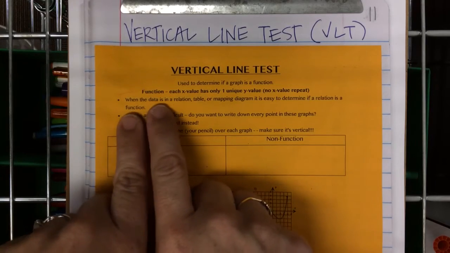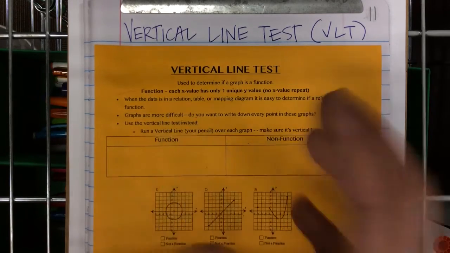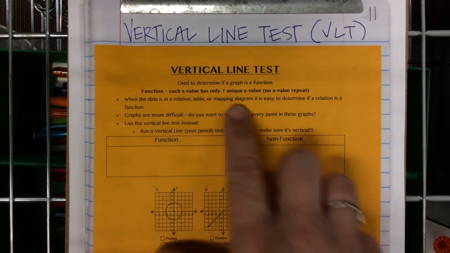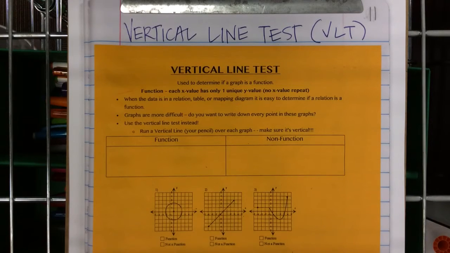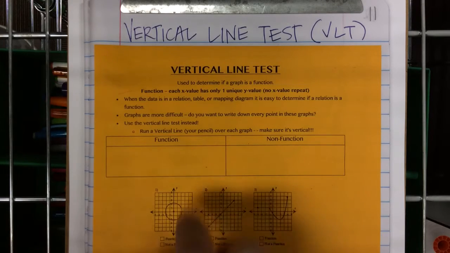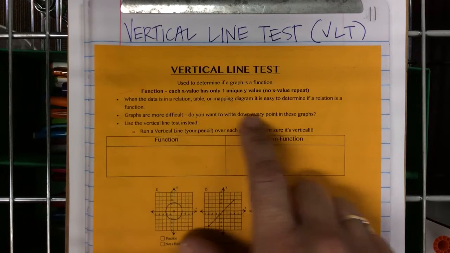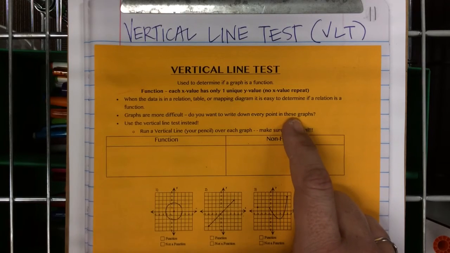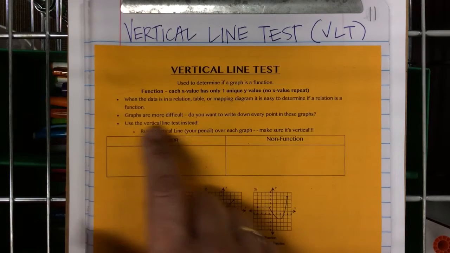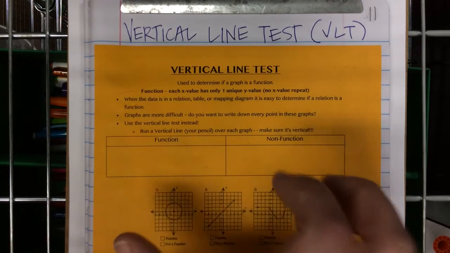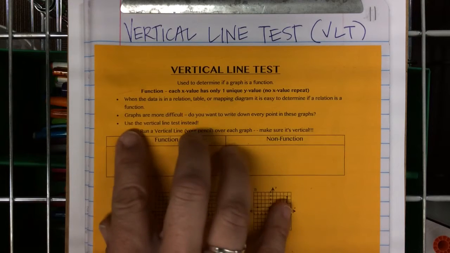So when the data is in a relation, ordered pairs, a table, or a mapping diagram, it's easy to tell if it's a function. You just look and see if the x's are all different. Graphs are more difficult. Do you really want to write down every point in these graphs? So we use the vertical line test instead.